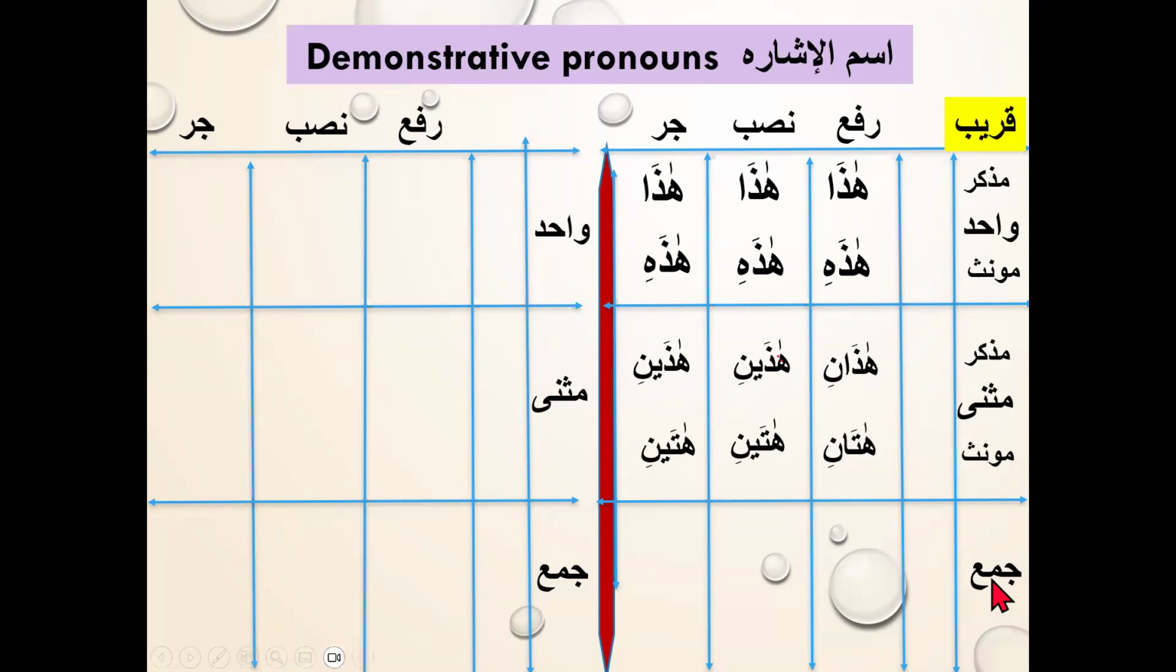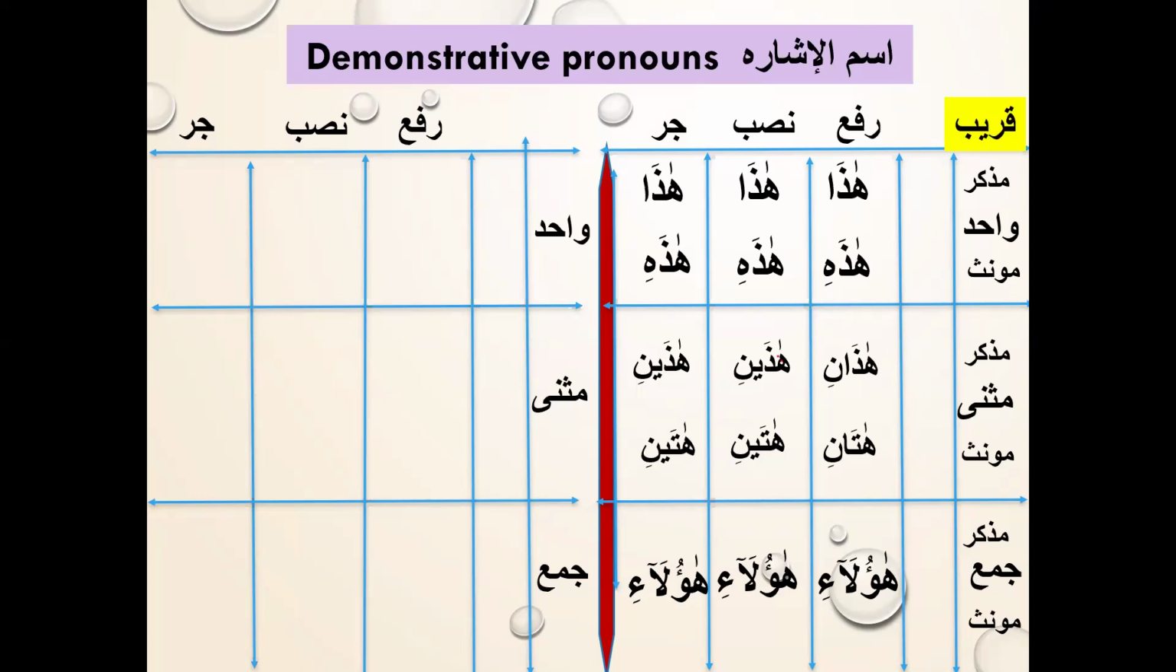For the jama, the plural, we use the same word for masculine and feminine, same as in English. Like we use the words these or those. We use these words for both genders, masculine or feminine. So in Arabic, we use the same word for both genders. So it is haulai. This word we use for both masculine and feminine, and this will remain the same, haulai, in rafa, nasab, and jar state.